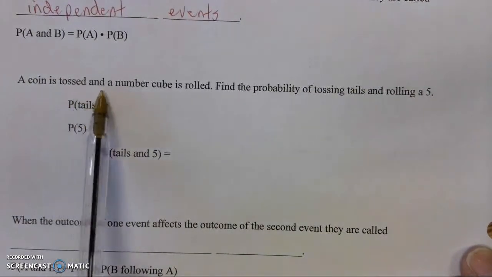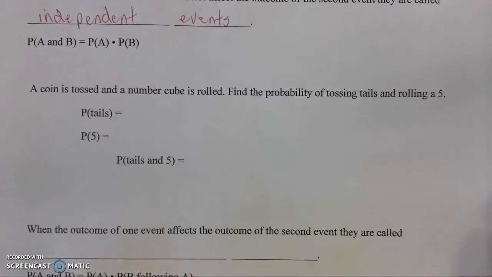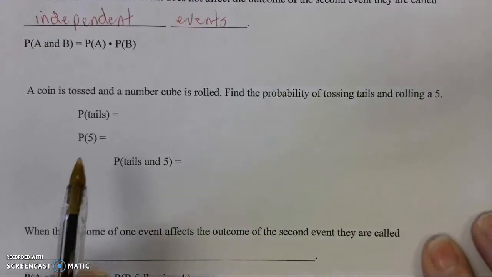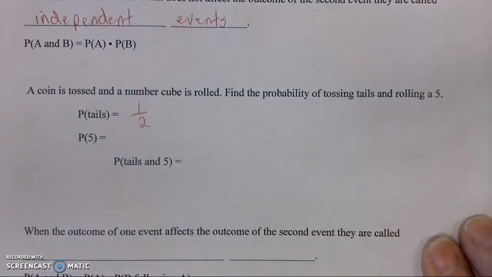So I toss a coin and then I roll a number cube. So again, they don't depend on each other at all. And I want to find the probability of tossing tails and rolling a 5. Well, I know the probability of getting tails is 1 out of 2, 2 outcomes, 1 success.